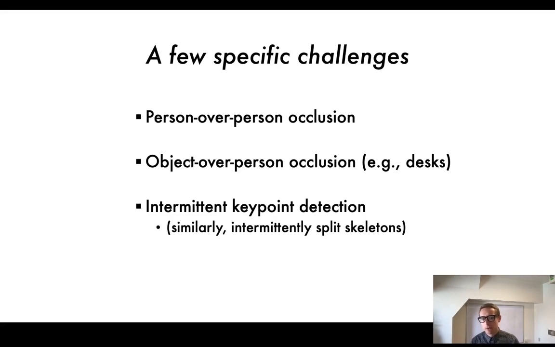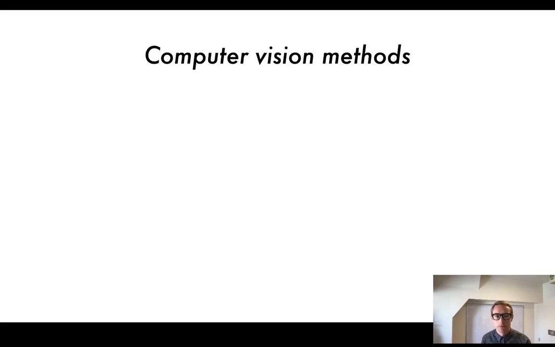There are also some split skeletons. By that I mean cases where a person may be detected as two different people because, say, the head and the shoulders were detected separately and not merged into a single person skeleton. So we're trying to grapple with those issues in these very challenging types of classroom scenarios.